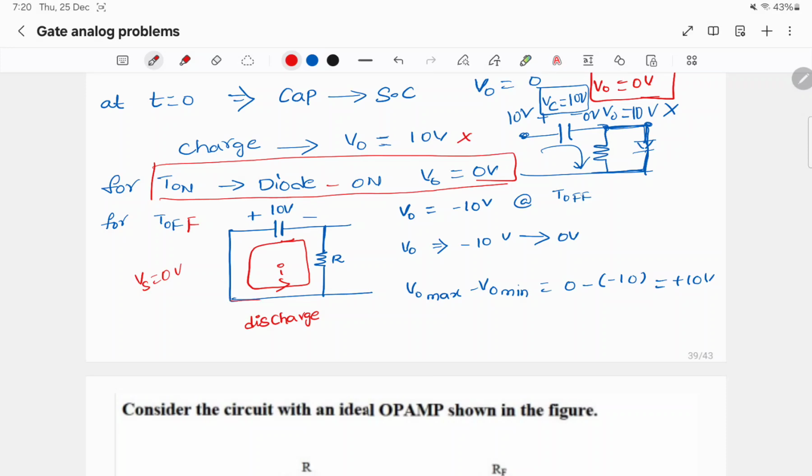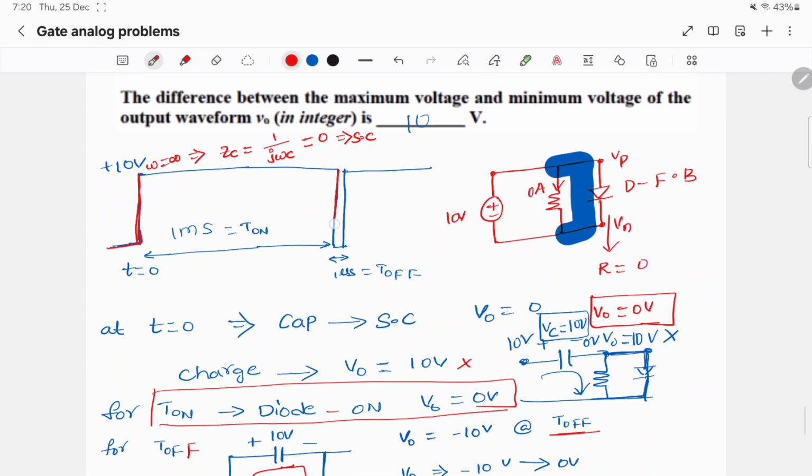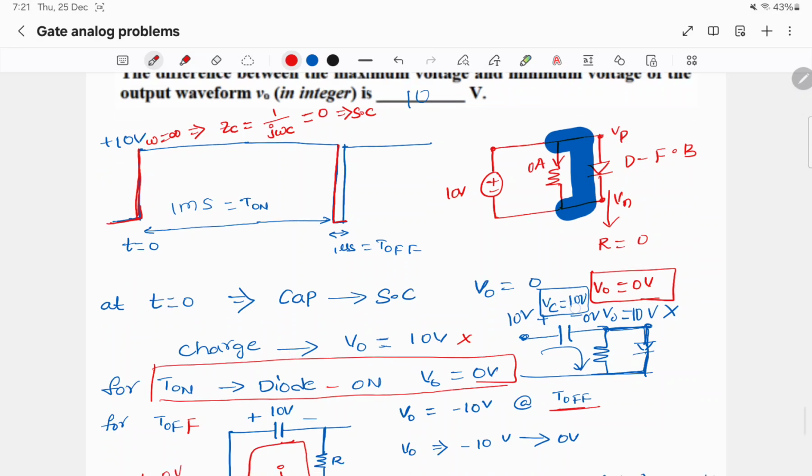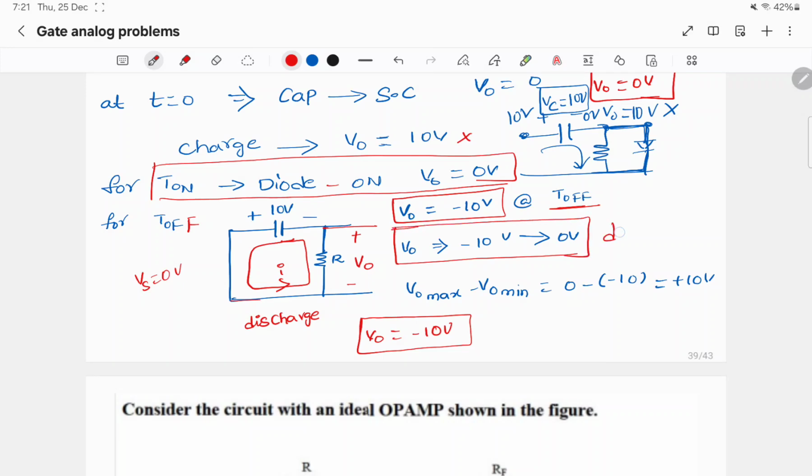At t equals t off, the instant where the input voltage goes from 10 to 0 volts, the output voltage will become minus 10 volts since the polarity got reversed. This is V0. V0 will be minus 10 volts. So from minus 10 volts to 0 volts it will discharge.